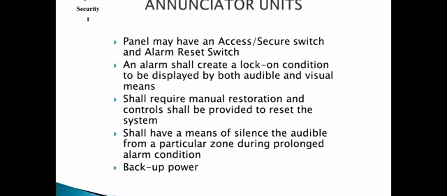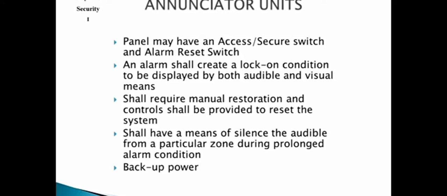All alarm and annunciator units will require manual restoration, and you need to have procedures on how to reset the system for a false alarm. Whenever, I can't stress this too much, you should not respond to an alarm simply by resetting the alarm. You should investigate every alarm that comes into the control center. You should physically check it every time.